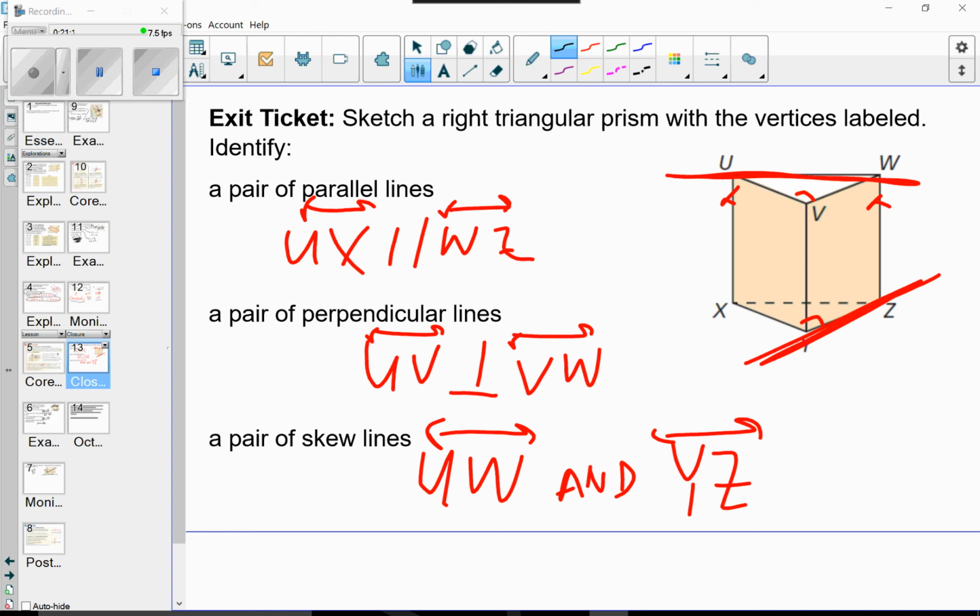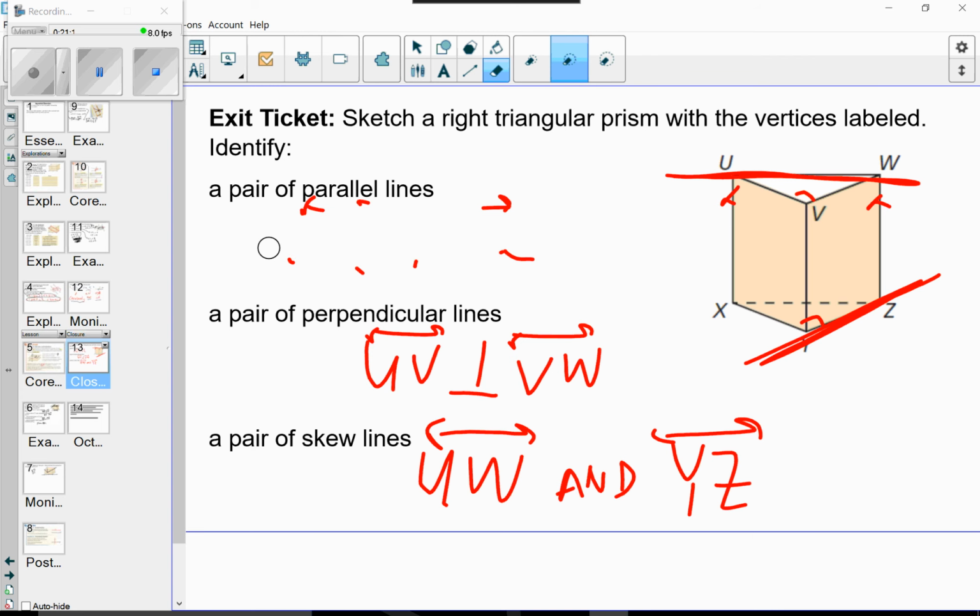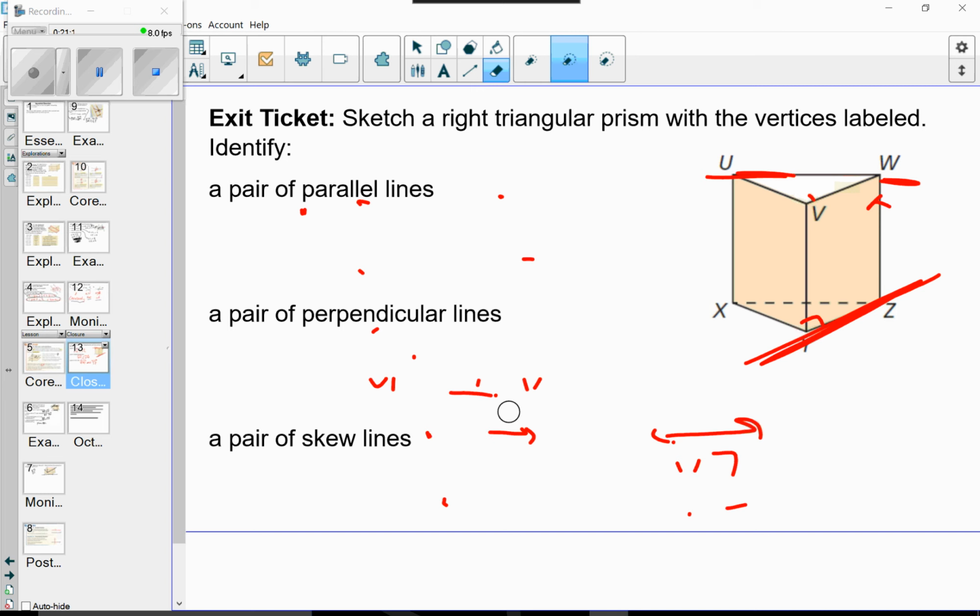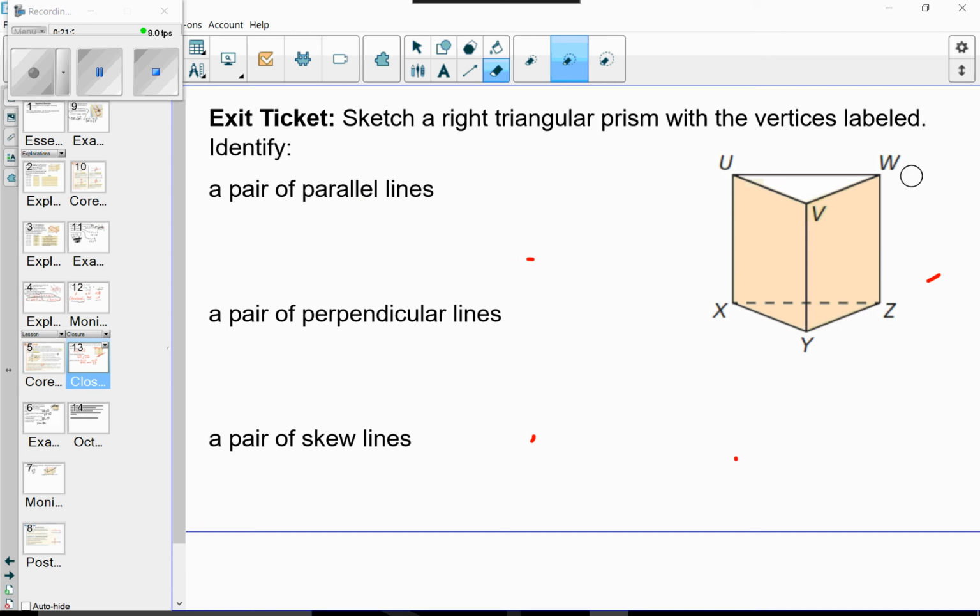Okay, and exit ticket. Whenever you guys fill this out, this will be your last slide, and then you can take this information and try the problems in the book. So for the first one, go ahead and hit pause after you hear me read the instructions, and then try these last three.